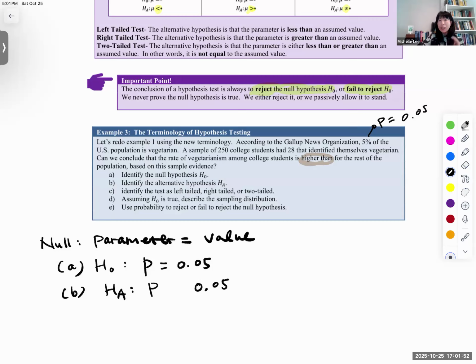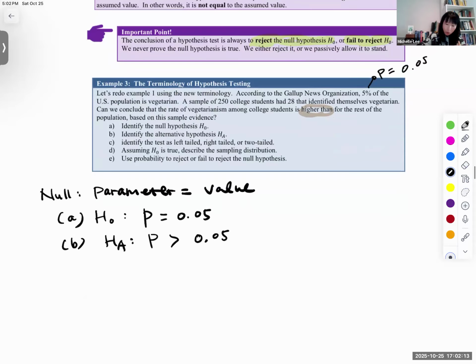So what do you think? The last sentence says "higher than," right? Also, we can calculate 28 over 250. We have 0.11. It's higher than 0.05. So it's higher than, right? Yeah, greater than, same. Make sense?